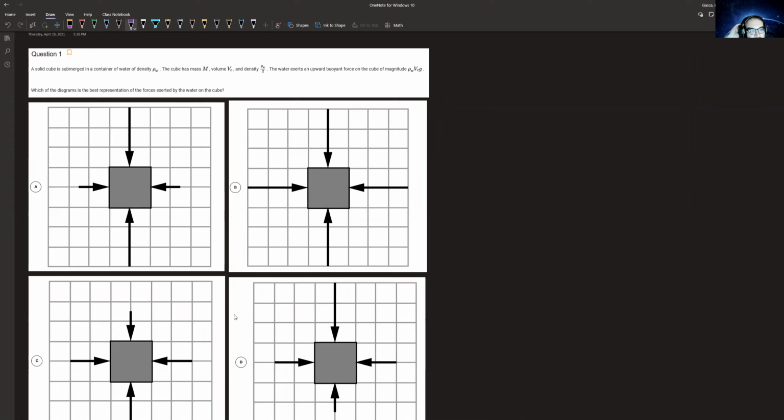So a solid cube is submerged in a container, so it's completely covered, and the cube has a mass of capital M, a volume VC.